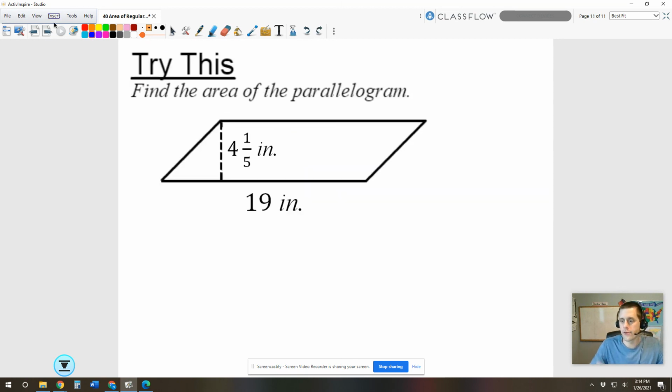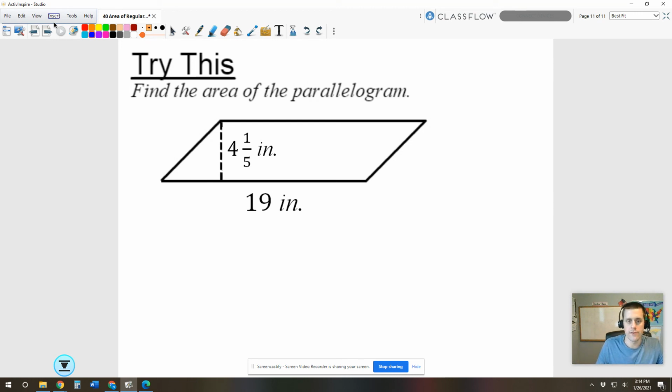All right, one for you to try on your own. You have a parallelogram on the screen. Go ahead and calculate the area of it using the appropriate formula and being sure to label your final answer with the correct units. Pause your video until your work is complete, then come back to check to see how you did.